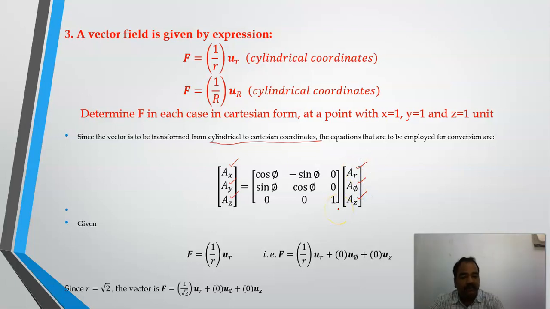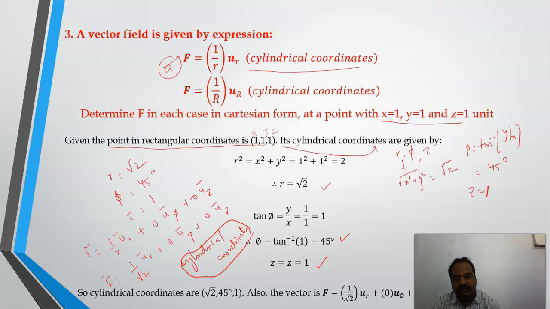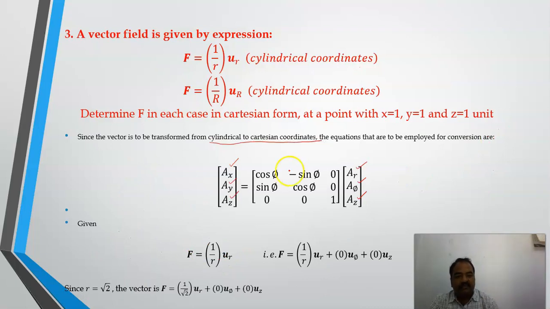cylindrical form. In the cylindrical form, the components of the vector in r direction is 1 by root 2, in phi direction it is 0, in z direction it is 0. So the same I am applying here. See, here it is 1 by root 2, this is 0, this is 0. Phi value I have already obtained. What is phi value? It is 45 degrees, right? I will substitute these values, then automatically I will get these components.